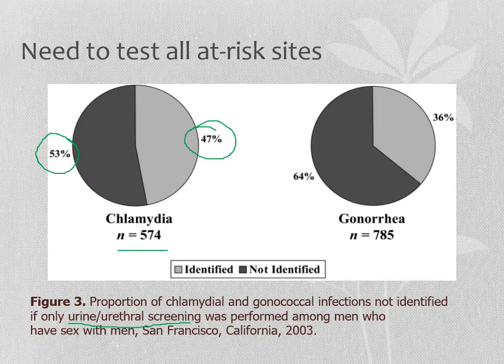So if you engage in anal receptive intercourse, you need to let your provider know because they need to check all these different locations. For gonorrhea, it was even more significant, right? So they would have missed almost 2/3 of the cases if they hadn't also done rectal and throat swabs. So a urine test is not necessarily enough depending on what types of activities you have participated in.